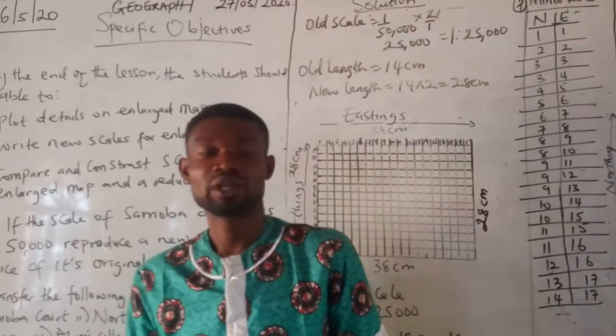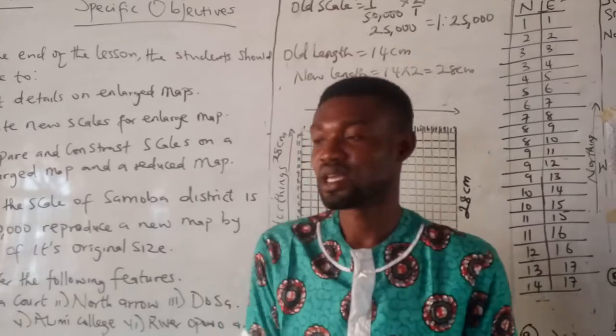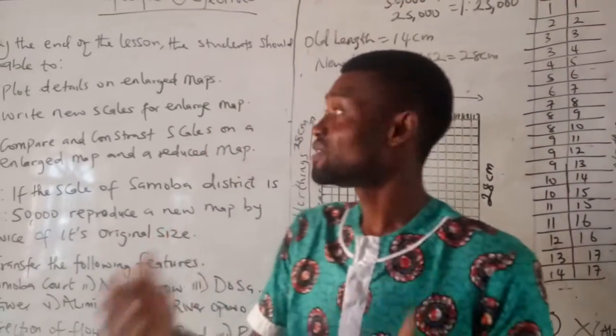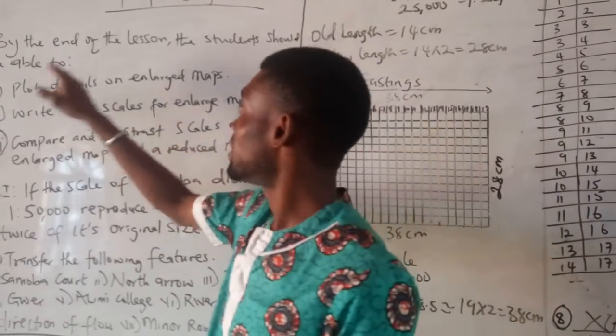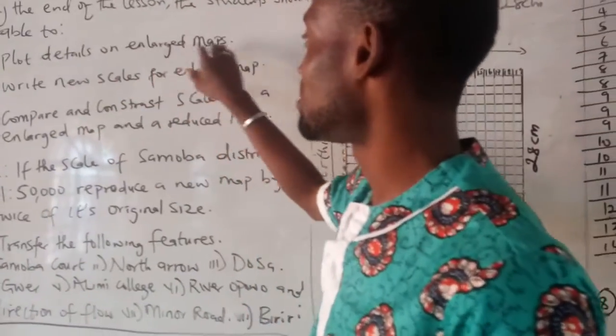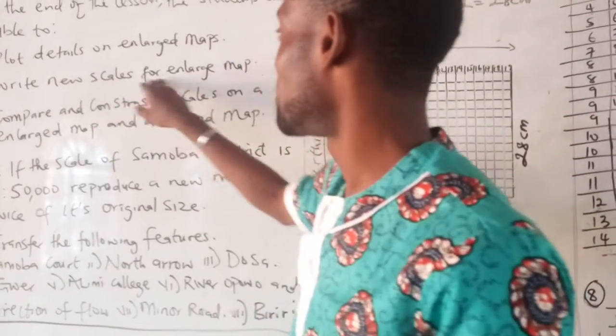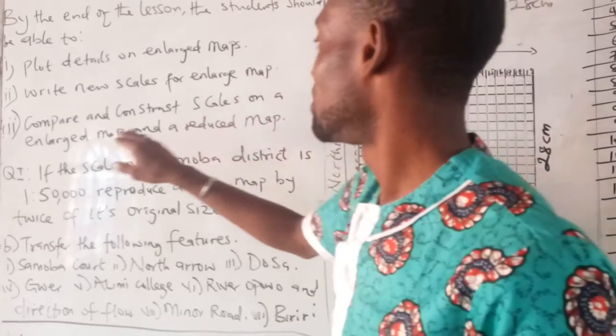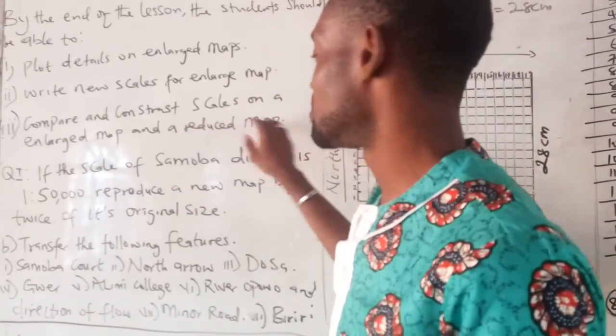Now, the topic we are going to look at today is reduction and enlargement. The specific objective is that at the end of this lesson, the student should be able to plot details on an enlarged map, write new scales for an enlarged map, and compare and contrast scales on an enlarged map and a reduced map.